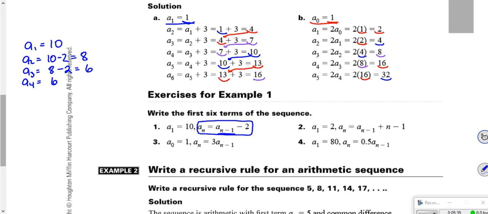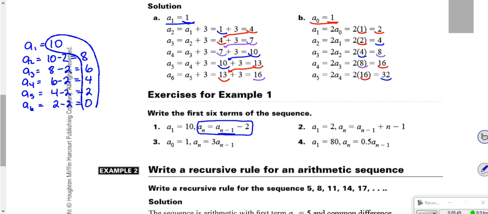My fourth term is 6 minus 2, which is 4. Fifth term is 4 minus 2, which is 2. Sixth term is 2 minus 2, which is 0. So the first 6 terms of my sequence are those. Okay? Again, you're using the answer to the preceding term and then applying the difference or the ratio to get to the next one. Okay.